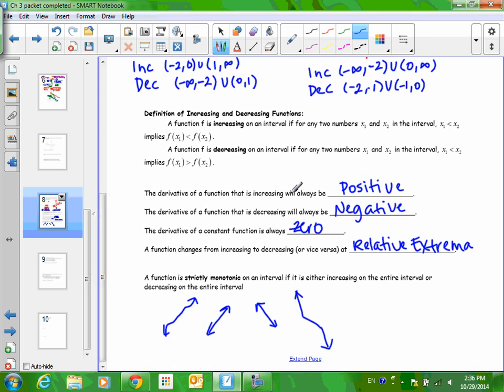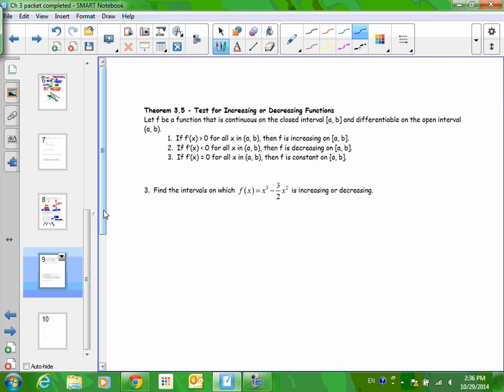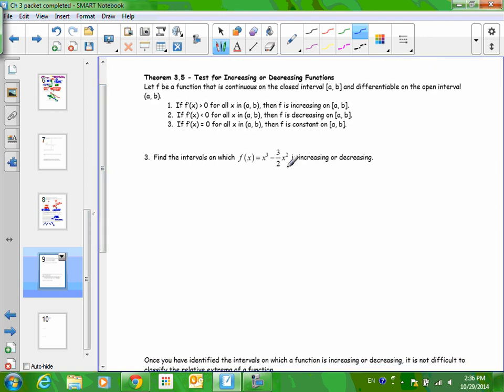And then we looked at some rules. The derivative of a function that is increasing will always be positive. A decreasing function has a negative derivative, for a constant function the derivative is 0, and where the change happens is your relative extrema. So what we're going to do today is work with some equations and figure out where those functions are increasing, decreasing, and the relative extrema.